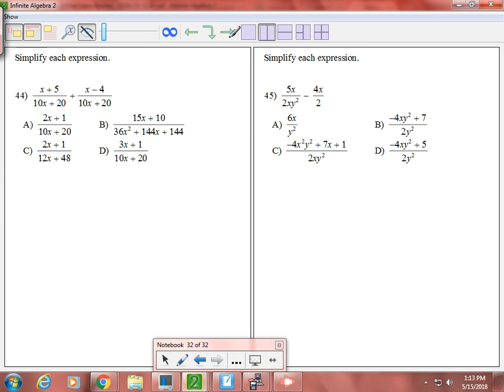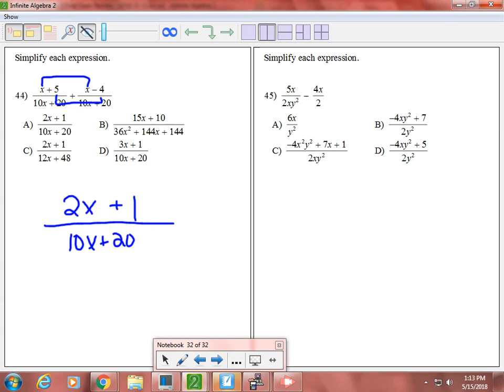Number 44 is adding. These already have common denominators, so its common denominator is 10x plus 20. So I can go ahead and put my like terms from the top together. Those are like terms, I get 2x. Those are like terms, they give me plus 1. So your answer to that should be A.